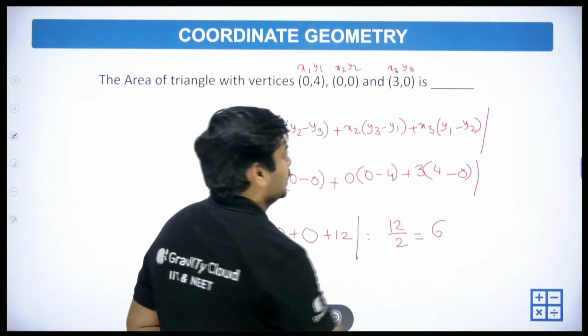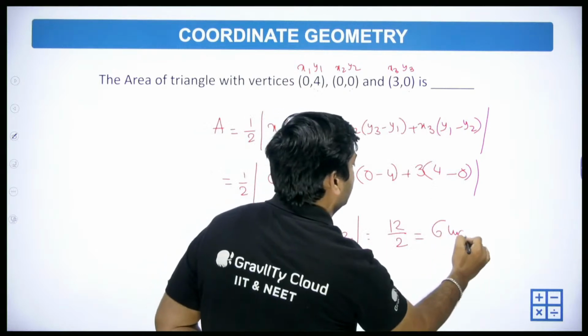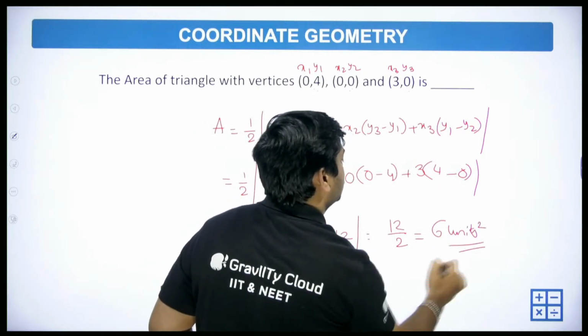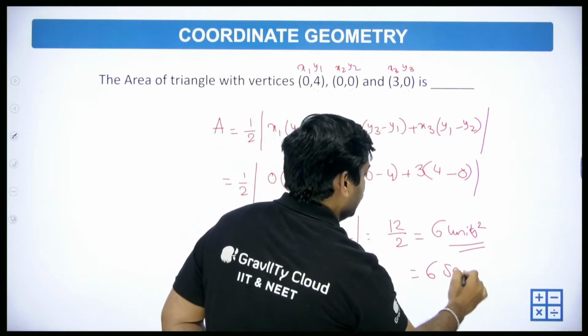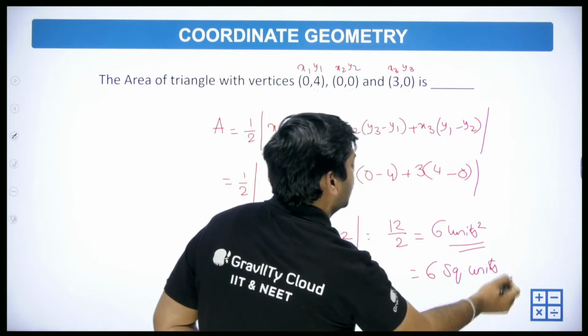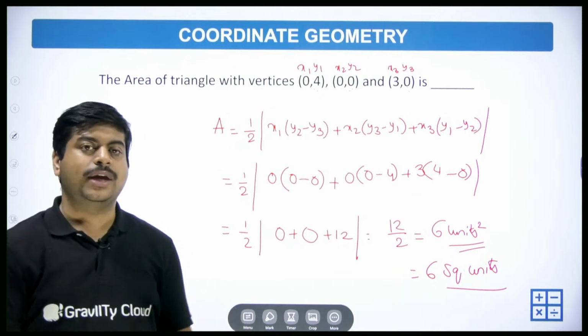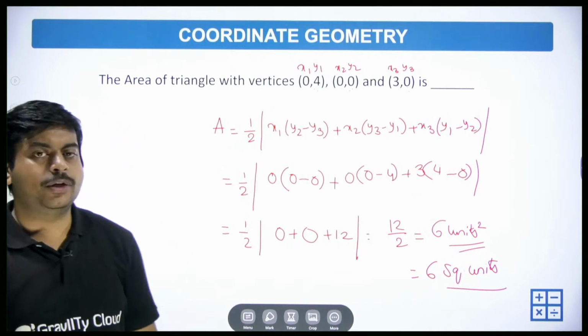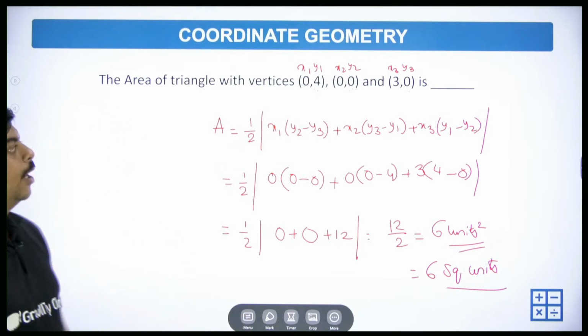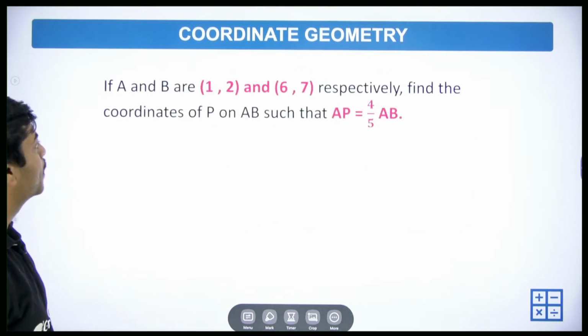And we don't have any units, so it is unit square or square units. You can write 6 square units. Always remember that area will be mentioned in square units only, right? A very beautiful approach. Let's try to move forward for the next question.